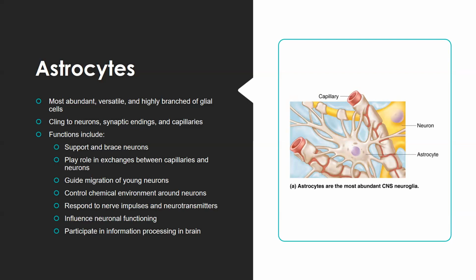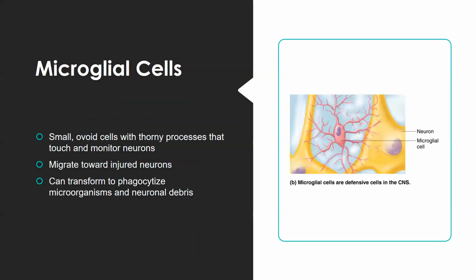So they do everything else, but they're not defending neurons from attack, and they're not really doing anything with myelin production. But astrocytes really have big roles in supporting neurons, and they're the most abundant neuroglial cells in the central nervous system, right? We're talking about in the brain and spinal cord. Microglial cells are going to be your immune cells of the neuroglial cells.